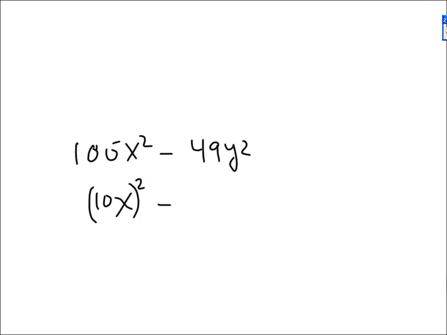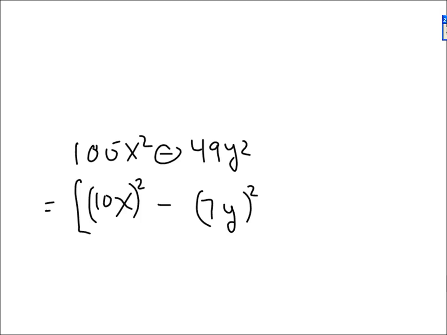For example, we know that 25x squared, or let's make it 100. Let's use different numbers. We know that 100x squared is 10 squared times x squared, so it's 10x all squared, minus 49y squared. 49y squared is 7 squared times y squared.